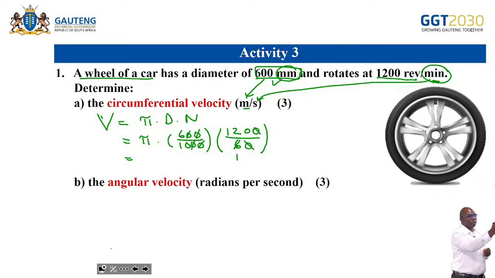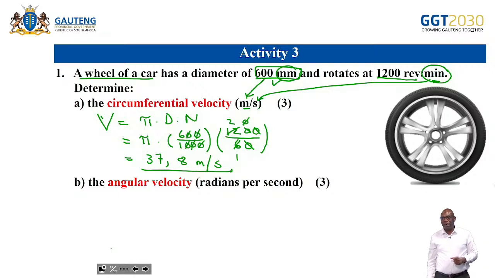6 there goes once, 6 there goes 2 times, and then we have a 0 there. Okay, and then I think that 0 and that 0 will cancel out. Then I can just quickly use my calculator to do that. Pi multiplied by 6 multiplied by 2, and that answer there will give me 37.8 meters per second. Don't forget your units, right?